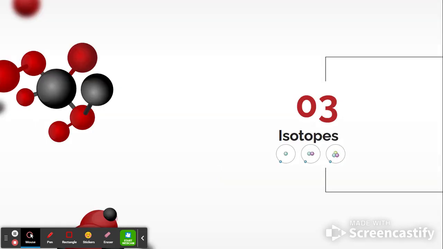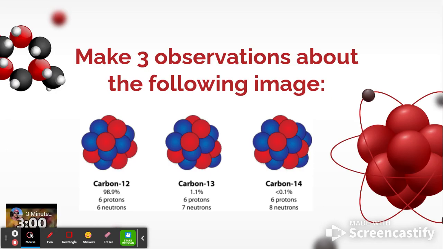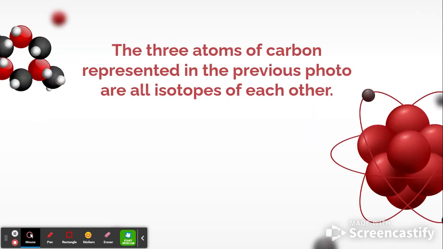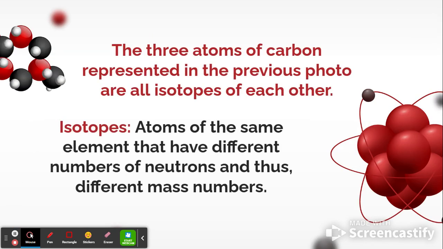Chapter 3. Isotopes. If we look at this illustration, we notice all of these atoms are indicative of the element carbon because all of these atoms have 6 protons. However, we do note that each atom has a different number of neutrons. All of the atoms of carbon that we've just observed are all isotopes of each other.